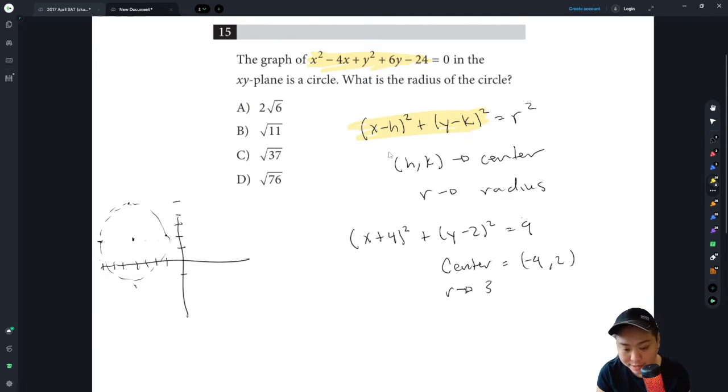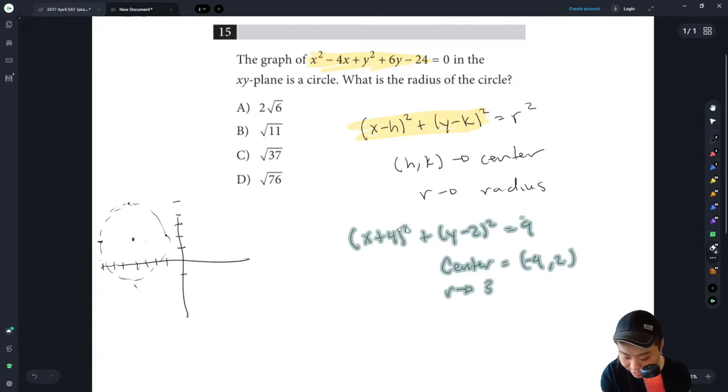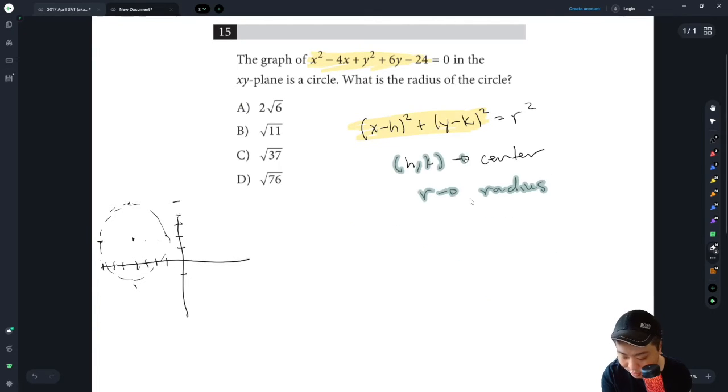And the way we're going to be doing that is very similar to parabolas, where we take a standard form of a parabola and turn it into vertex form, right? And how do we do that? We do that with completing the square. When we're completing the square with a circle, we're going to be doing the exact same thing, except we're going to be doing it twice. So let's go ahead and try that real quick.